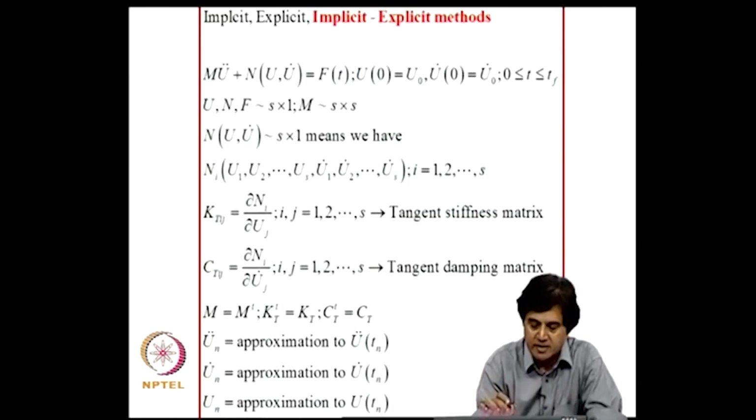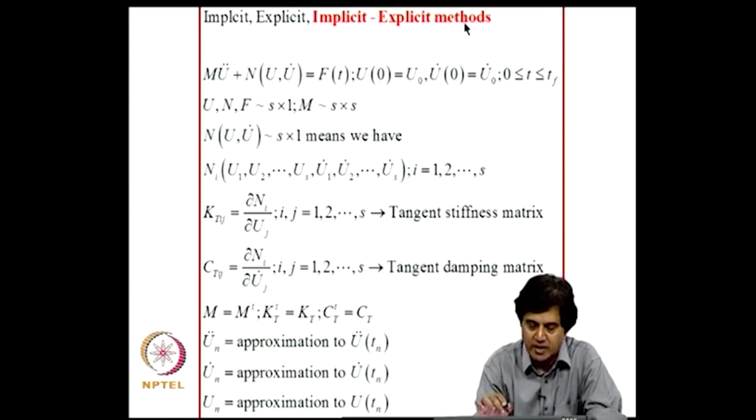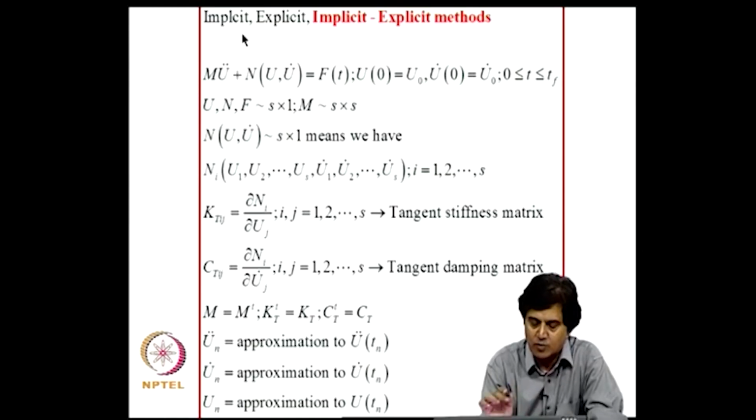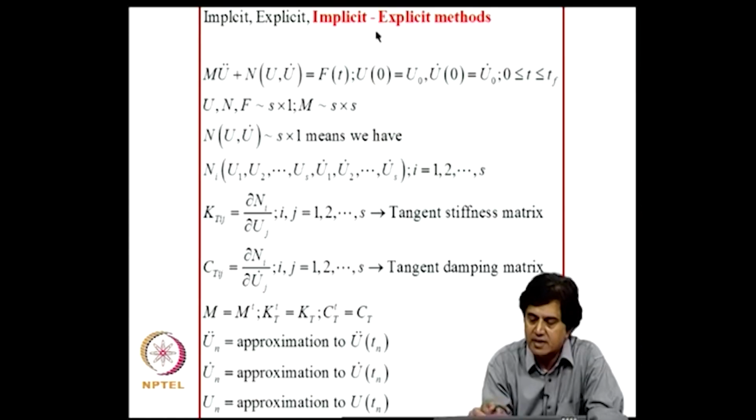Now, we want to discuss implicit, explicit, and implicit-explicit methods. Actually, we need to discuss how to combine implicit and explicit approaches simultaneously in a single algorithm. So, we will review that. We will start with an implicit formulation, and then we will look at explicit formulation in some detail, and then see what the issues are when we combine the two.